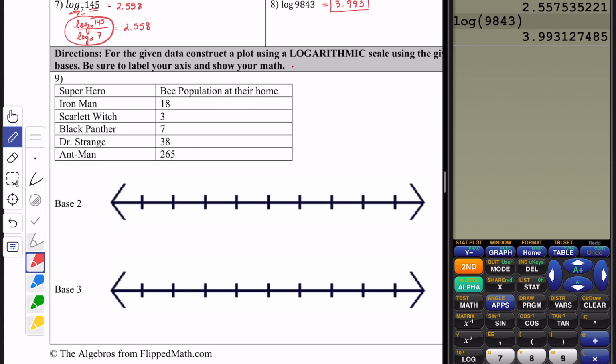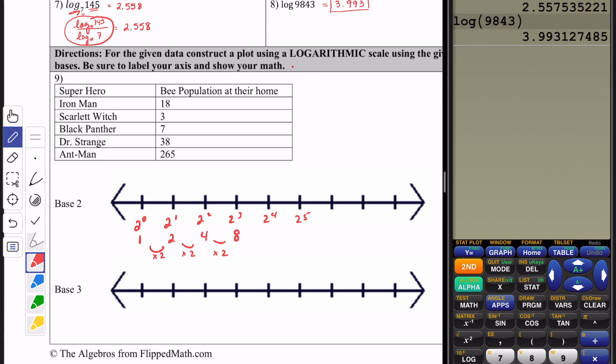So we're going to write these things as 2 to the 0 power, which is just 1, then 2 to the first power, which is 2, and 2 to the second power, which is 4, and 2 to the third power, which is 8. So every time we step 1, we're taking it times 2. And that's what logarithmic scales allow us to do. This is 2 to the 4th, 2 to the 5th, etc. So it's like 1, 2, 4, 8, 16, 32, etc.